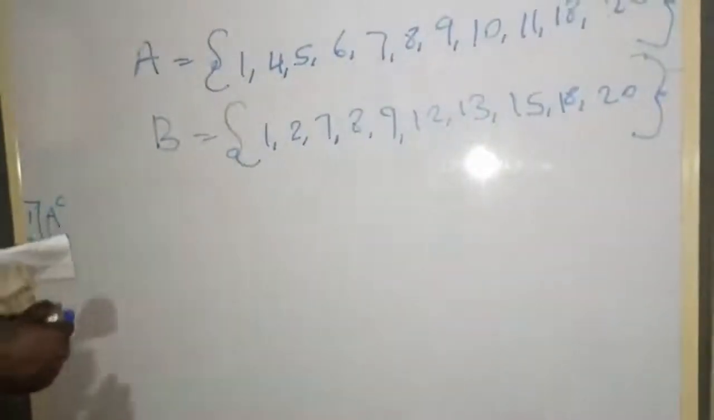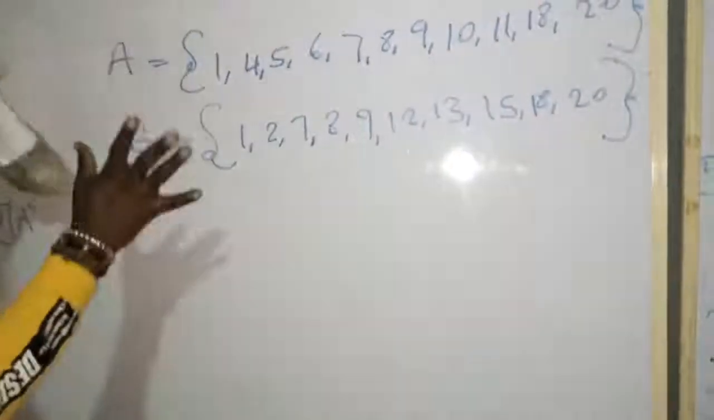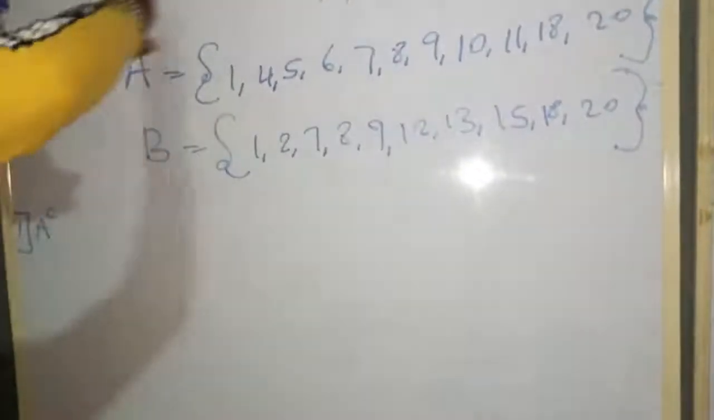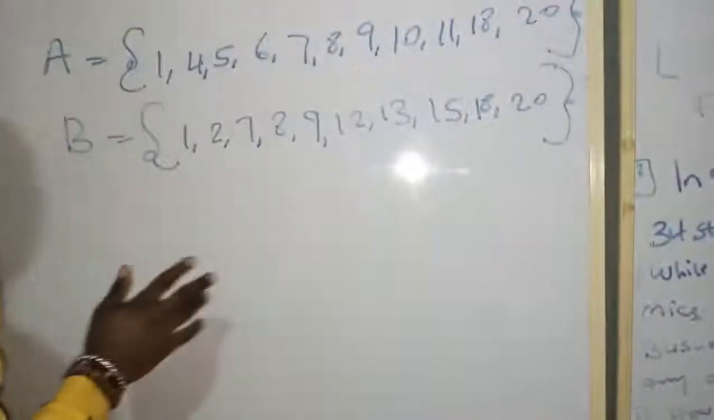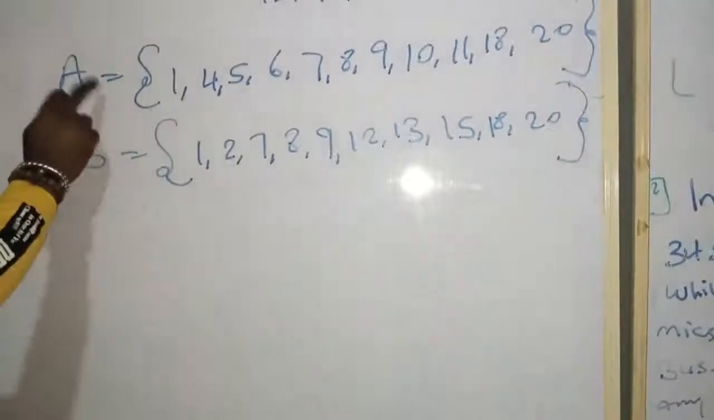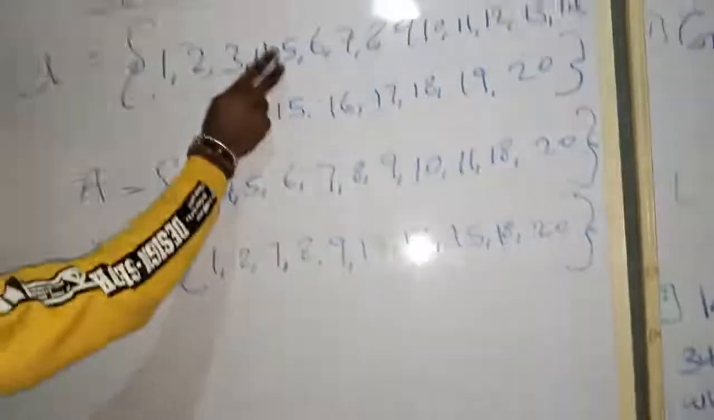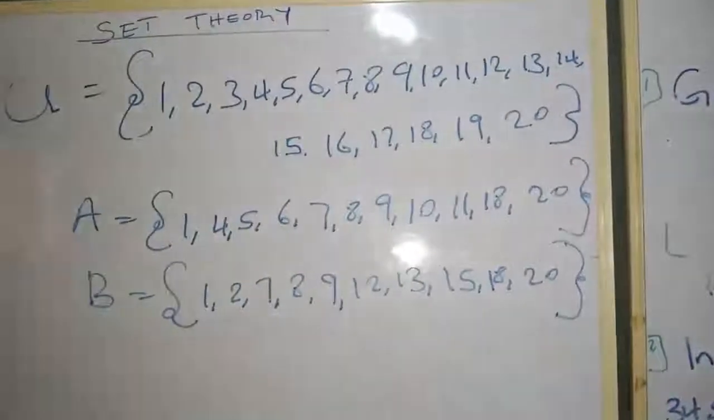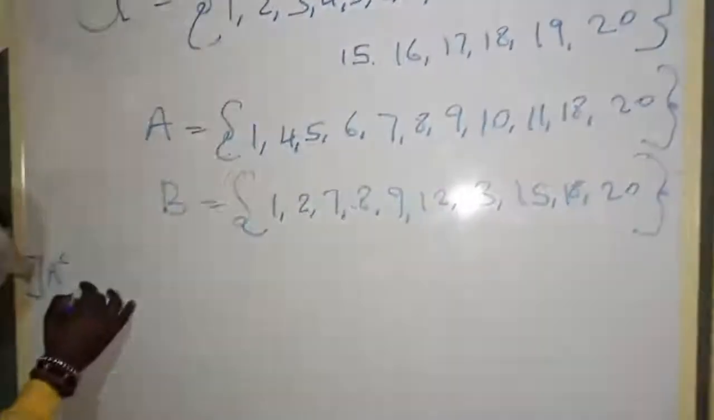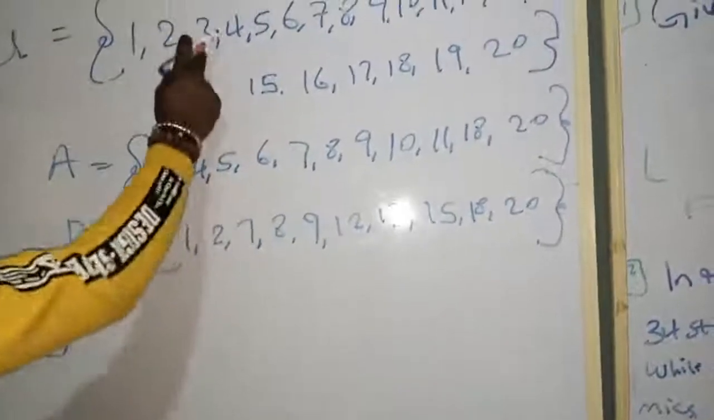When they give you a universal set like this one, that universal set is natural numbers 1 to 20. They now say the complement of set A, which simply means the elements that are in the universal set that are not in set A. That is what they mean by complement of a set. Now the complement of set A will be, what are the things that are in the universal set that are not here?